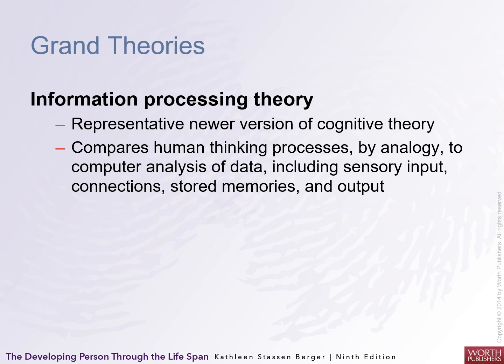Another cognitive theory is the information processing theory that likens human brains to computers. They analyze data, including sensory input, connections, stored memories, and of course output. And wouldn't you know it, that information processing theory became very popular back in the 1970s and 80s when personal computers hit the scene.